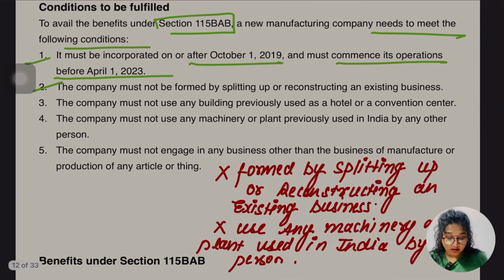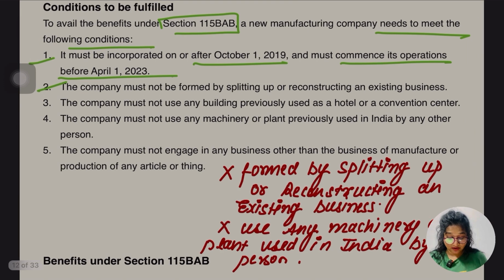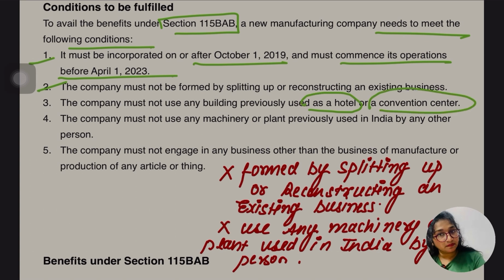Okay, let's go for the third point. The company must not use any building previously used as a hotel or a convention center. They are saying that the manufacturing company cannot use any building used as a hotel or a convention center. Apart from them, it can use other buildings for business. But if the building is specifically used for a hotel and convention center, in that case they cannot use that building, right?